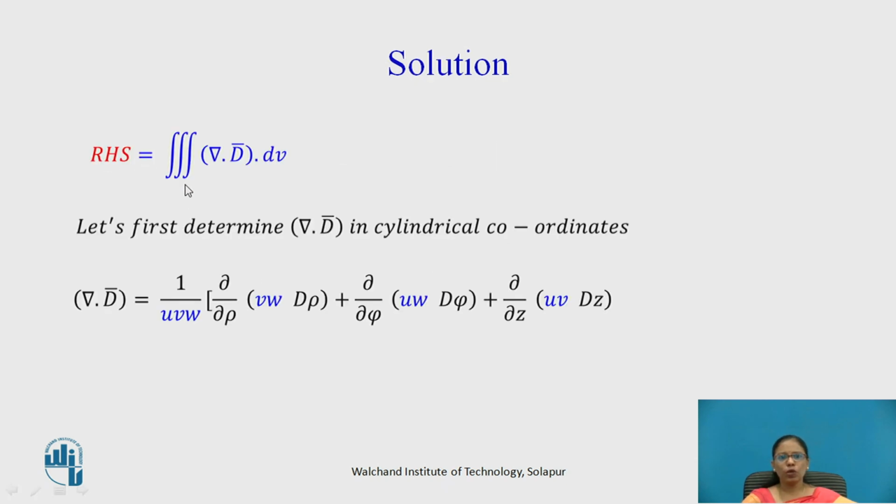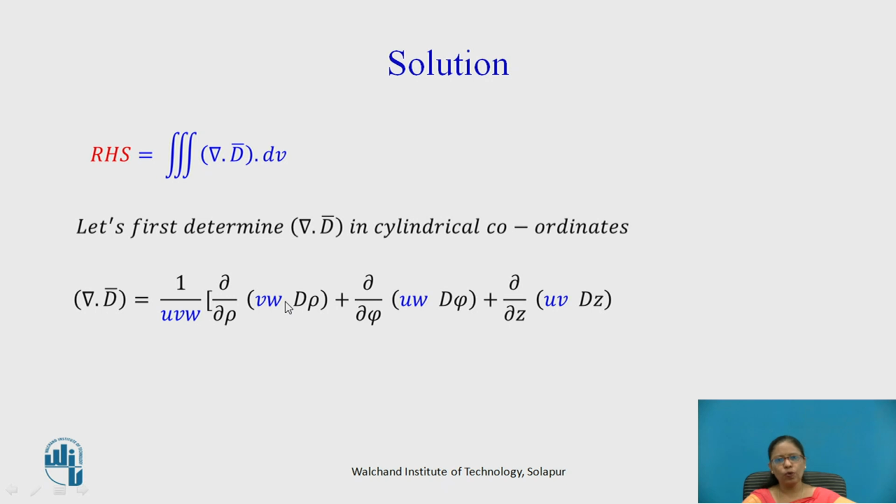Now, the RHS is volume integral of del dot D bar dv, or triple integral of del dot D bar dv. So, in this part, there are two things: volume integral as well as del dot D bar. Before going to volume integral, let us first determine the del dot D bar in cylindrical coordinate system. Why cylindrical coordinate system? Because the given D bar is in cylindrical coordinate system, so we are explaining it in the cylindrical coordinate system.